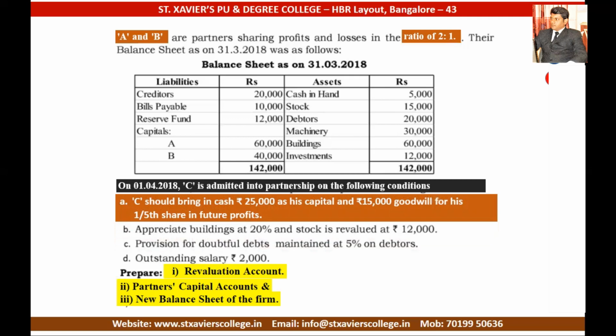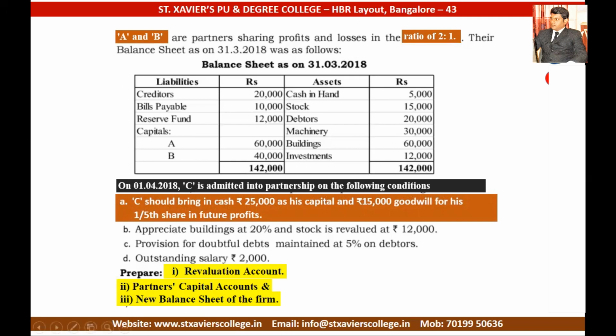So by this adjustment, we got to know how much the new partner is bringing: 25,000 as capital and 15,000 as goodwill. So let us check where the capital will go and where the goodwill will go, and from where we need to transfer the capital and goodwill.